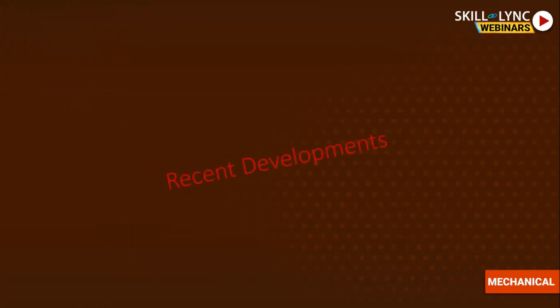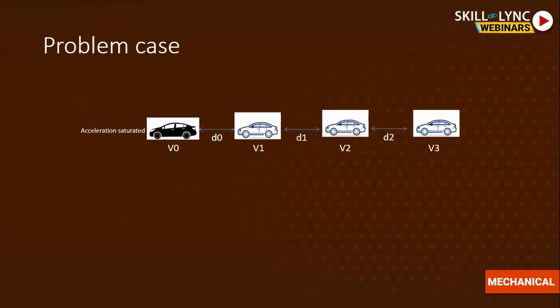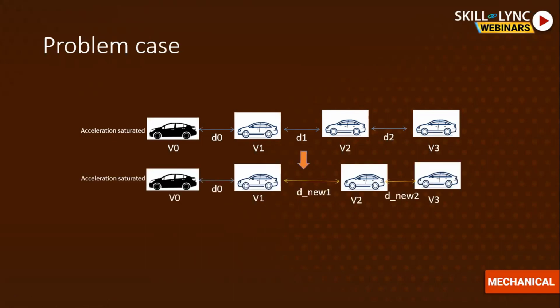Now let's talk about some recent developments in the field of vehicle platooning or vehicle following, CACC. I'm going to start with a problem case. Let's consider a platoon of these 4 vehicles, all of them the same car, and the acceleration or velocity has saturated. So they're working at their maximum potential limits. Because of some reason, a faulty measurement or a slippage on the road, a small error is created between vehicle 1 and vehicle 2.